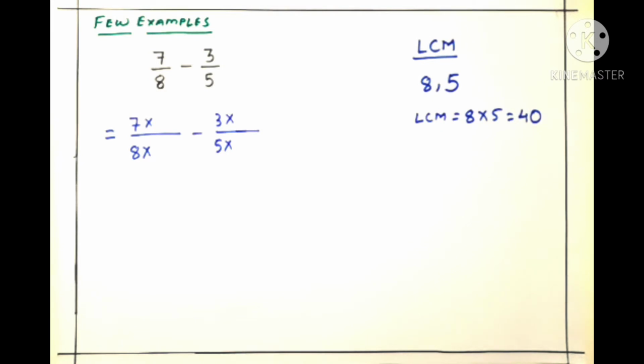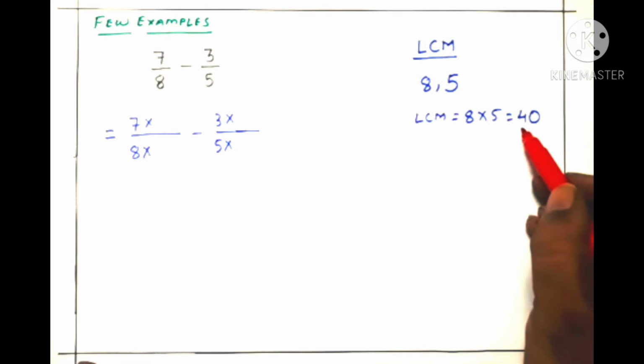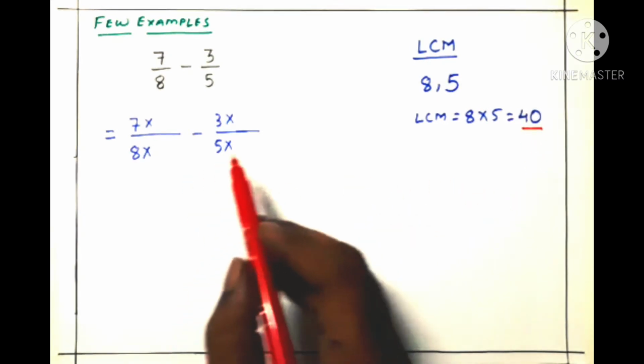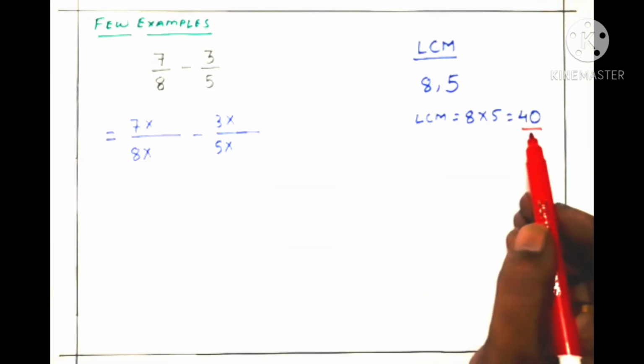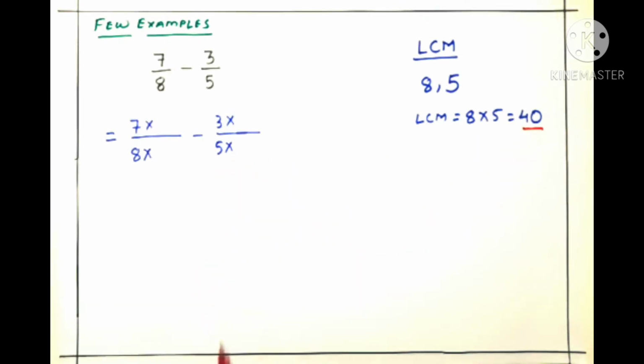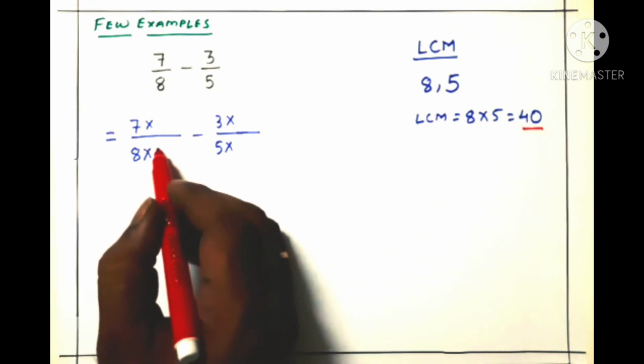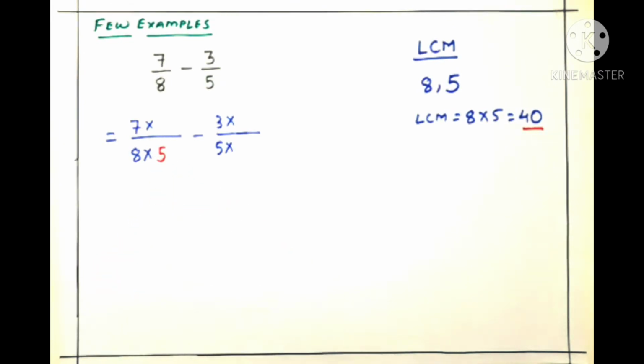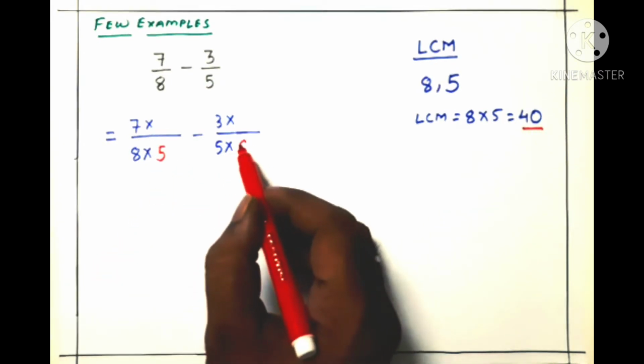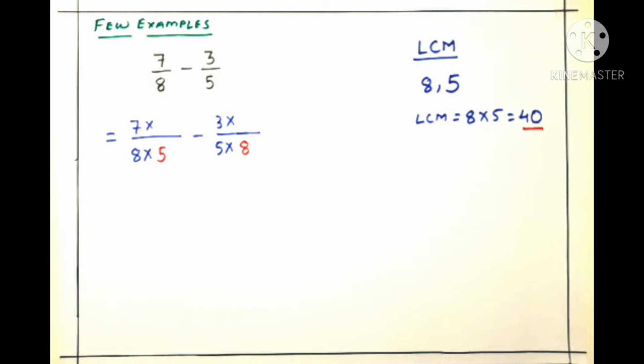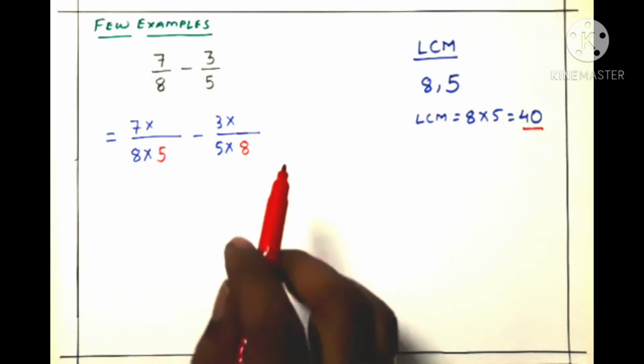Now here we can see that the LCM is 40. That means the common denominator should be equal to the LCM. That is, both of them should be 40 now. Now how will both the denominators become 40? The first denominator is 8. So 8 into 5 will give you 40. Similarly, 5 into 8 also will give you 40. Now both the denominators are 40. So you can see here 8 5s are 40, 5 8s are 40.